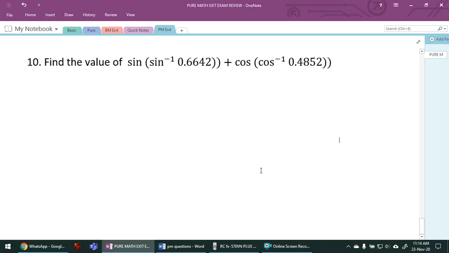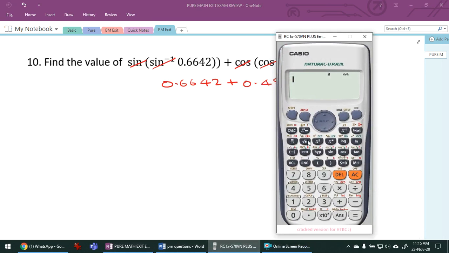Question number 10. Find the value of this expression. Here we can see that we have sine and sine inverse. So sine and sine inverse together, if it comes, it just cancels, and you have only 0.6642, just the number. Plus here also cos and cos inverse will cancel and you have 0.4852.